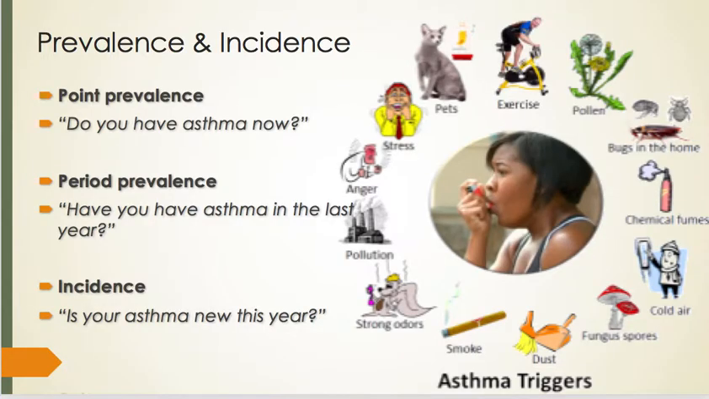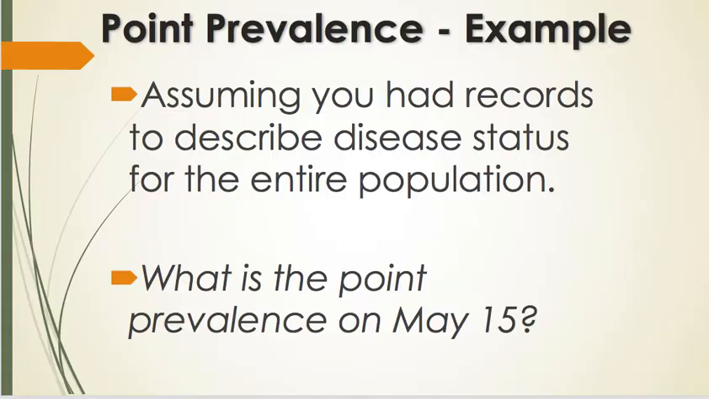Some other separations of prevalence could be thought of in the way the question's being asked. What are we looking for? Do you have asthma now? That can be an example of point prevalence. Have you had asthma in the last year? An example of period prevalence. Is this the first year that you've had asthma? That would be an incidence rate.